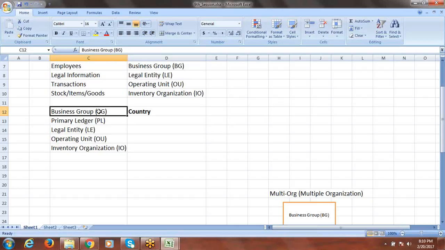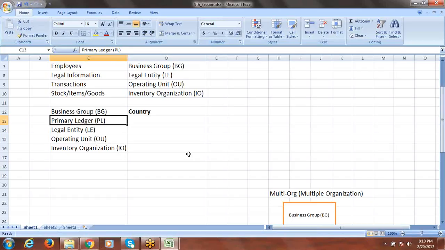That is the requirement why we have to maintain a separate business group for each and every country. And the second point is the primary ledger. The primary ledger, basically you can call it a transaction entity, where you can record the accounting information.